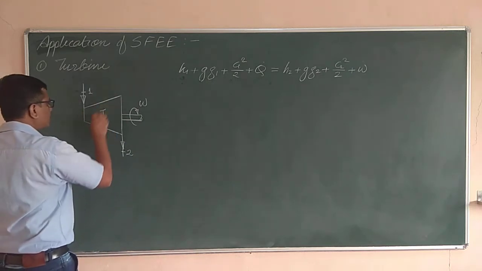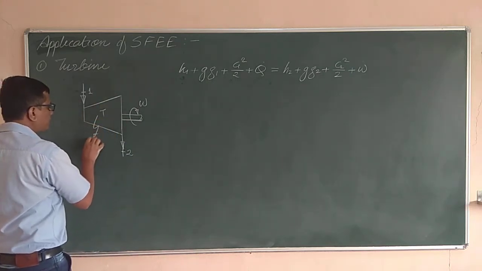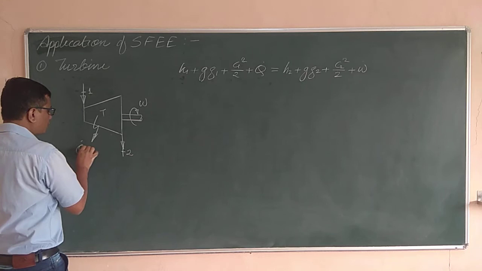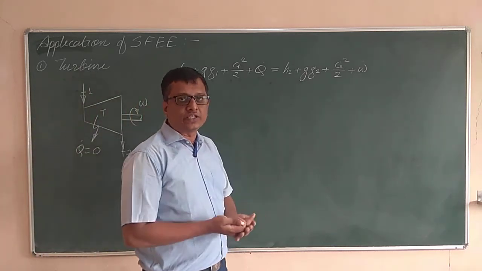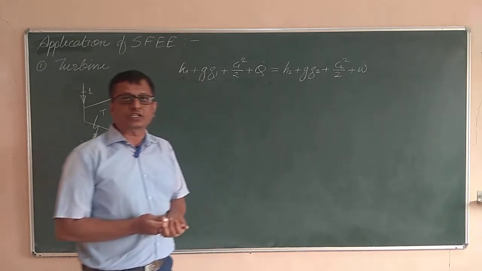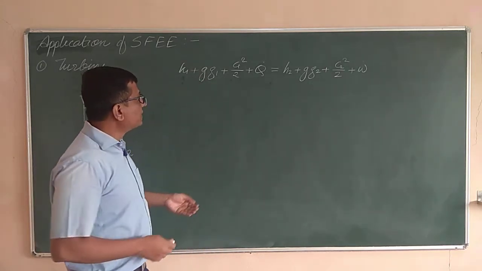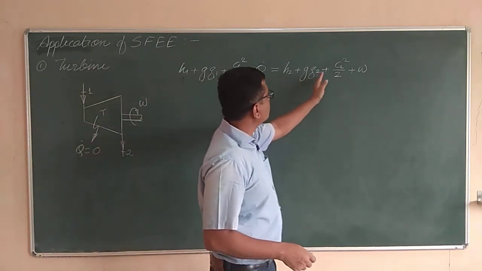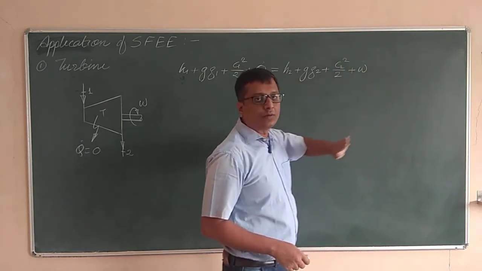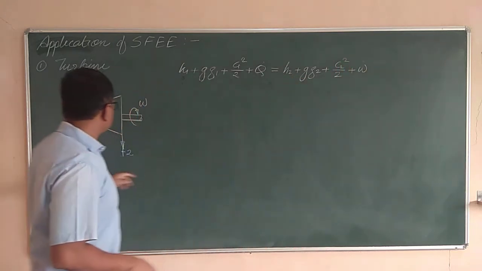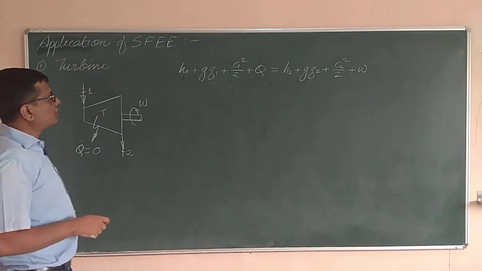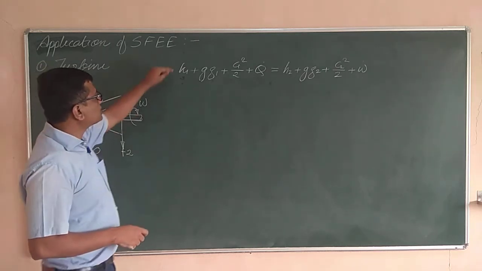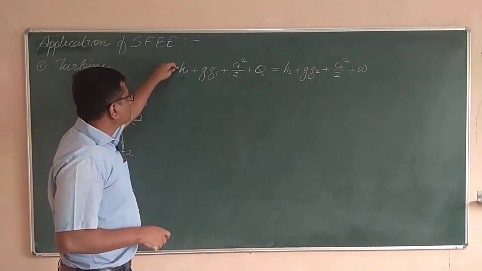And across the turbine, how much is the heat transfer rate? Q dot over here is 0, since we consider that the turbine surface is insulated and there is no loss of heat across the turbine boundary. H2, gZ2 plus C2 square by 2 and W are the corresponding terms at section 2. Now, if you check term by term, C1 has a significant value, so it cannot be neglected.